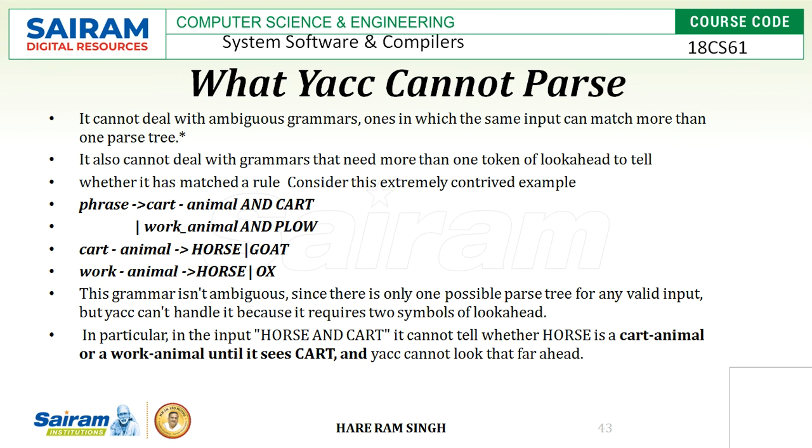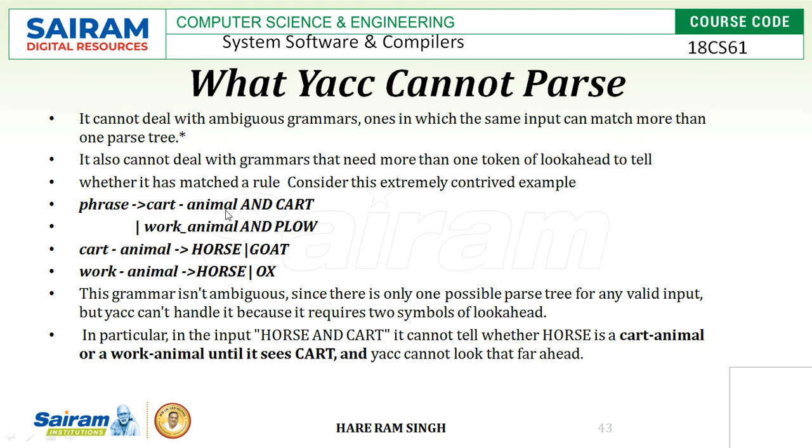So Yak cannot parse an ambiguous grammar. For example, let us see. It also cannot deal with grammars that need more than one token of look ahead to tell whether it has matched a rule. It will also not parse a grammar that needs more than one look ahead token. What is more than one look ahead token? We will see here. Let us see one grammar.